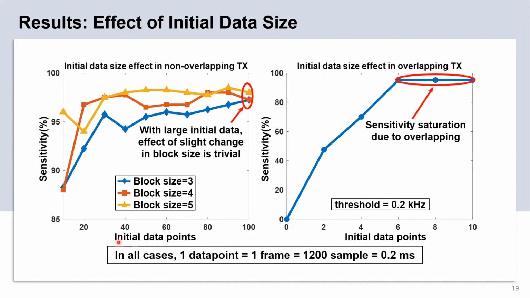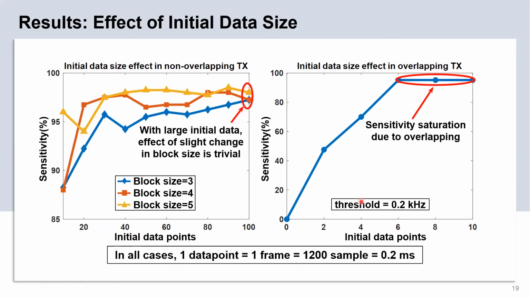So as you see, increasing the initial data point increases accuracy in both non-overlapping and overlapping cases. However, we have one interesting phenomenon here. When the initial data point is low, the block size B is significant, and its effect can be seen here, because we have n minus B plus 1 center points. But when n is large enough, it can offset slight change in B. So all these curves merge.